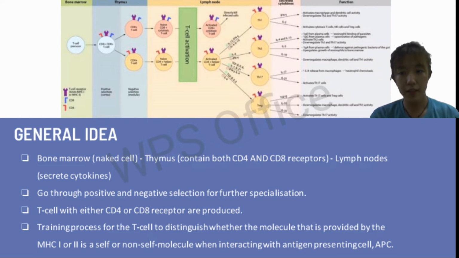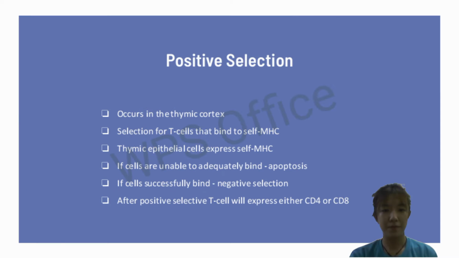The positive and negative selection can be considered a training process for the T cell to distinguish whether the molecule provided by MHC 1 or 2 is a self or non-self molecule when engaging in interaction with the antigen-presenting cell, APC. Positive selection occurs in the thymic cortex to allow only the T cells that bind to self-MHC to survive.